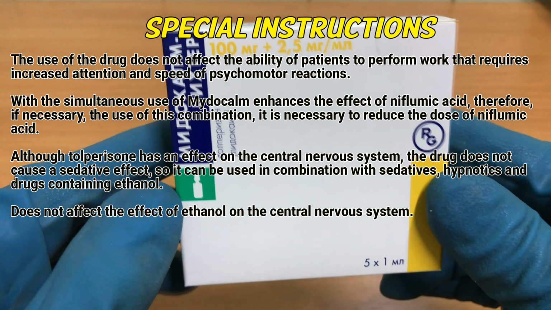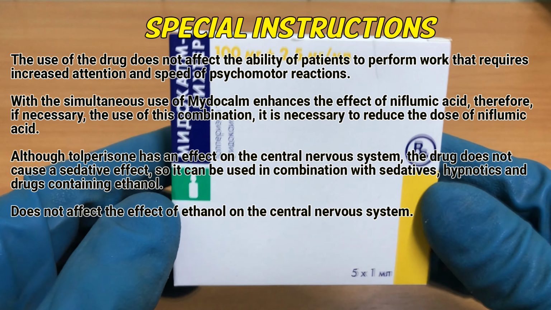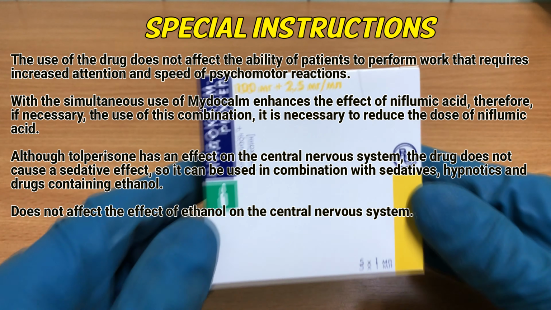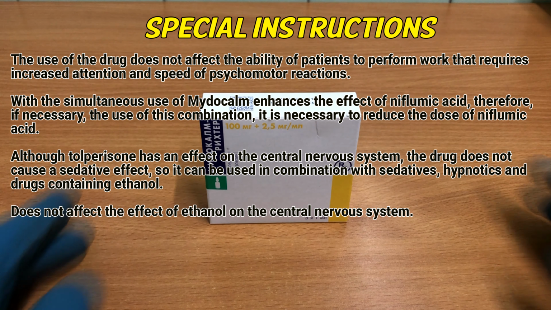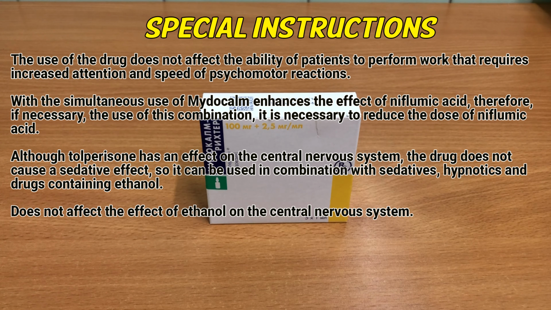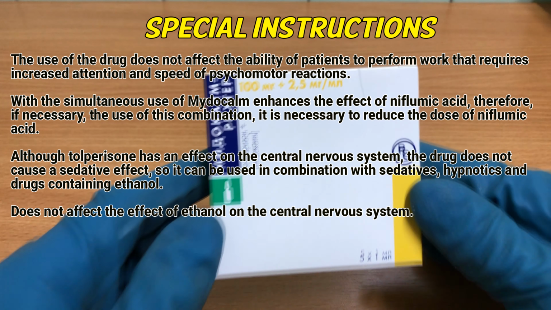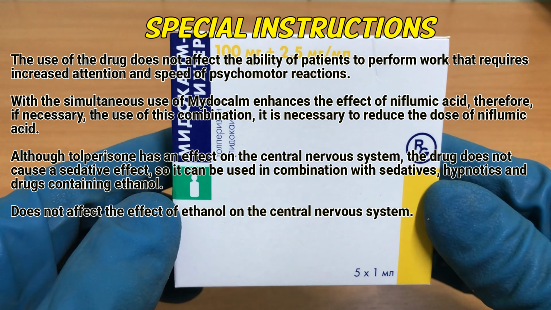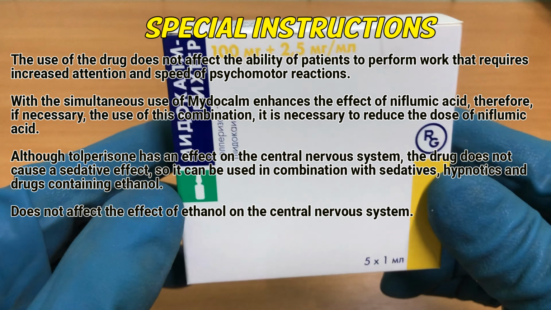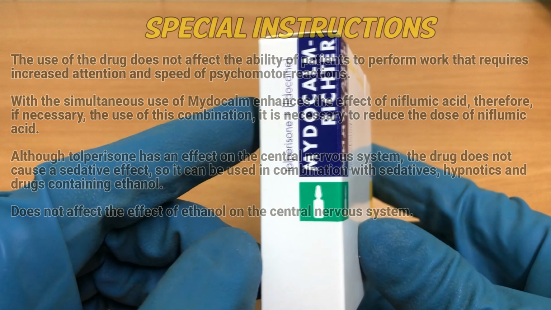With the simultaneous use, Mydocalm enhances the effect of niflumic acid. Therefore, if necessary to use this combination, it is necessary to reduce the dose of niflumic acid. Although tolperisone has an effect on the central nervous system, the drug does not cause a sedative effect, so it can be used in combination with sedatives, hypnotics, and drugs containing ethanol. Does not affect the effect of ethanol on the central nervous system.